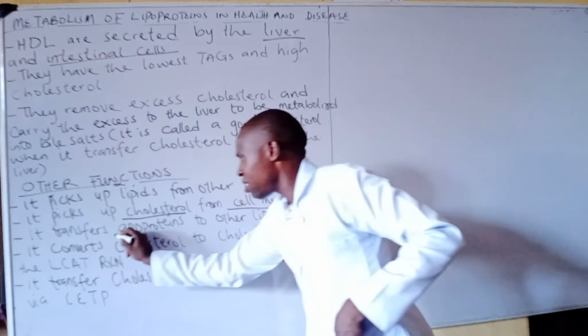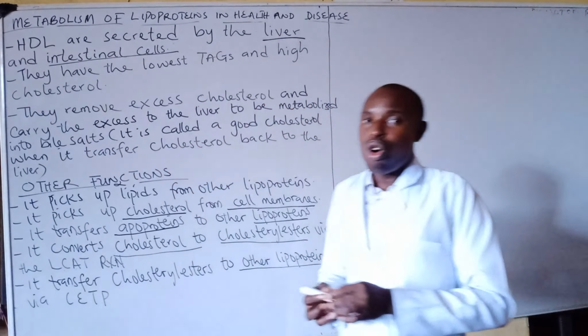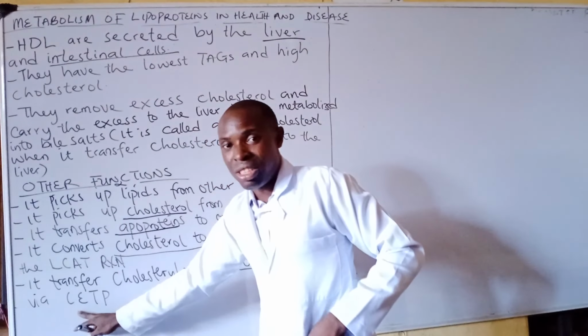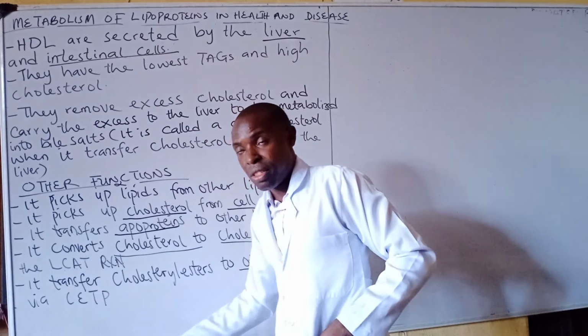Number three, it transfers lipoproteins to other lipoproteins. Number four, it converts cholesterol to cholesterol ester via a reaction catalyzed by lecithin cholesterol acyltransferase, which is located in the HDL. And lastly, it transfers cholesterol esters to other lipoproteins via what we call CETP, the cholesterol ester transfer protein.